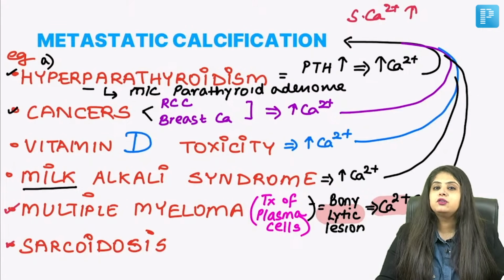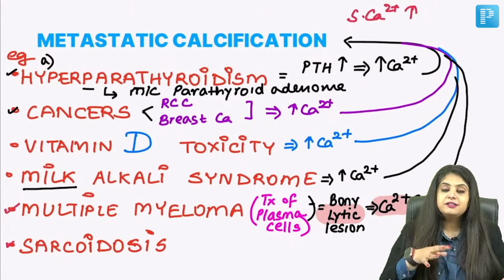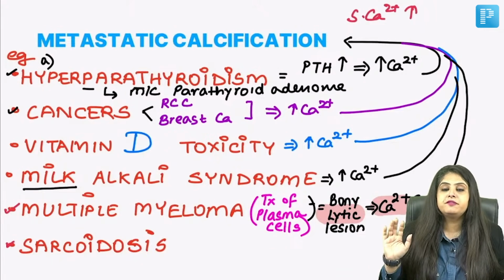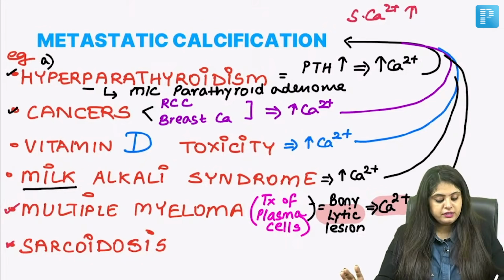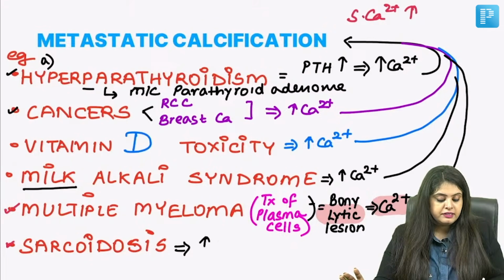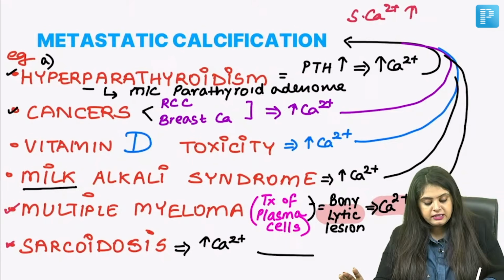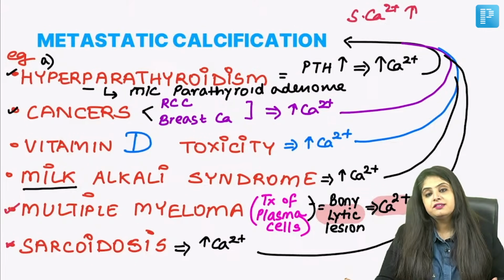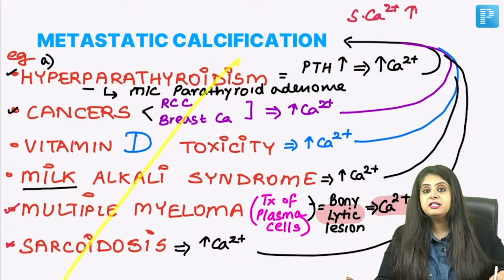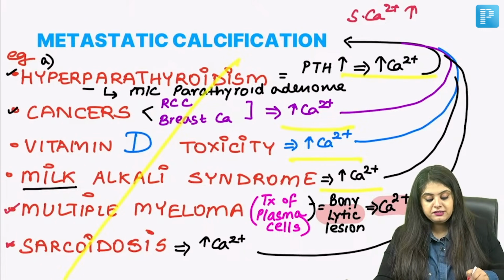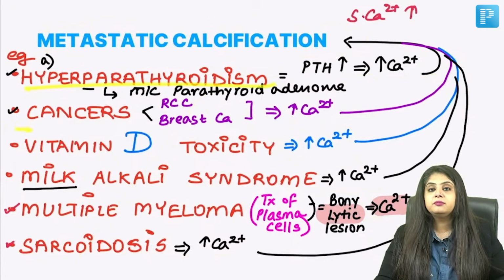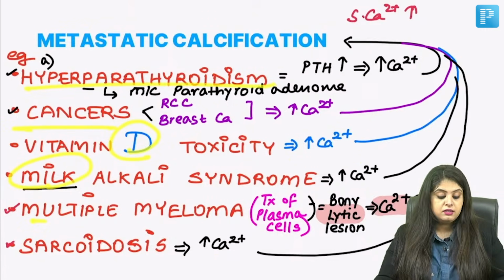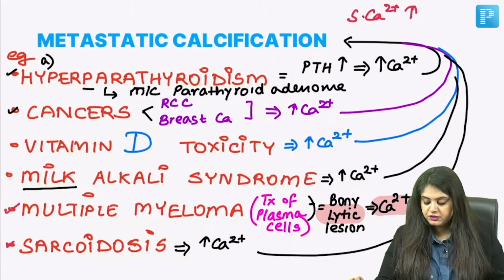Have you heard of a disease called sarcoidosis? If you haven't, it is not a disease I can teach you right now. It is a disease that affects multiple organs of our body, from the eyes to the lungs to the lymph nodes to the liver. It is a multi-organ disease. For the time being, I can tell you this tends to increase calcium, and anything that increases calcium causes metastatic calcification. So overall, forget everything else, ma'am, everything has to increase calcium. Only then can metastatic calcification occur. So hyperparathyroidism, cancers, vitamin D, milk, multiple myeloma, and also sarcoidosis.